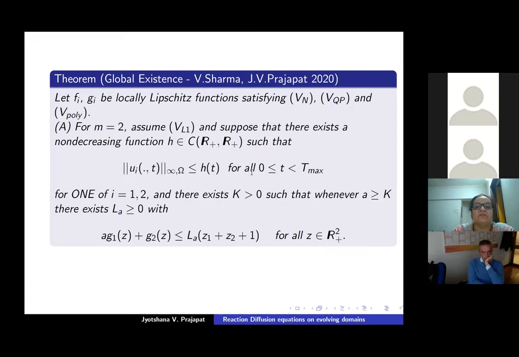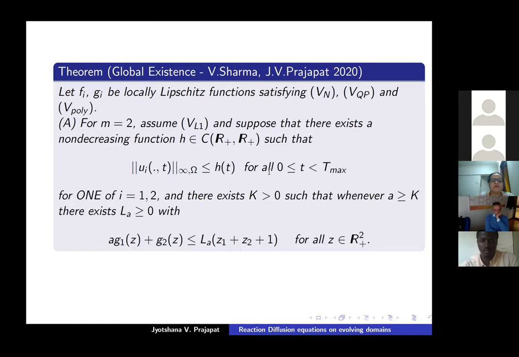And for the proof, before I talk about the proof, let me mention the main results. Here, we have also proved the global existence result. And instead of writing it as two theorems, I have combined them. This is again Neumann boundary condition, quasi-positive, and polynomially bounded. For m equal to 2, if I have two components, u_1 and u_2, which I refer to as u, v, then if you assume VL1, and suppose that there exists a non-decreasing function h, such that one of the component functions is bounded.